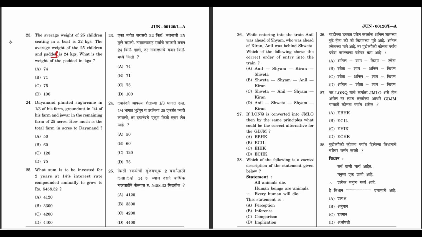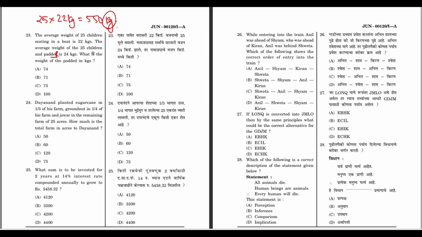So first we need to identify total weight of all the children. So total number of children is given and average weight is given. So when we multiply 25 children into average weight of 22 kg, we get 550 kgs. It means 25 children are having 550 kgs in total.